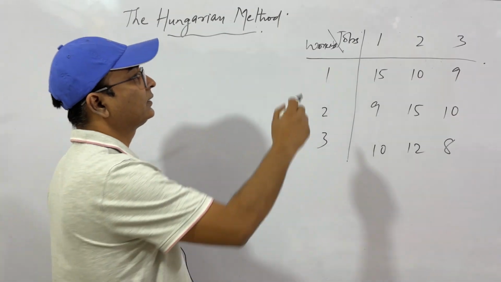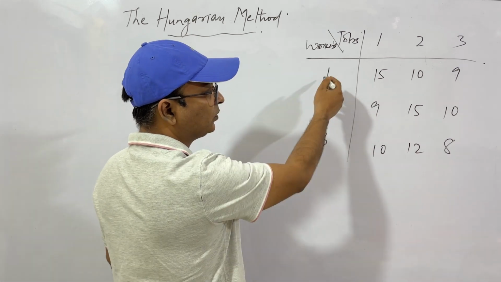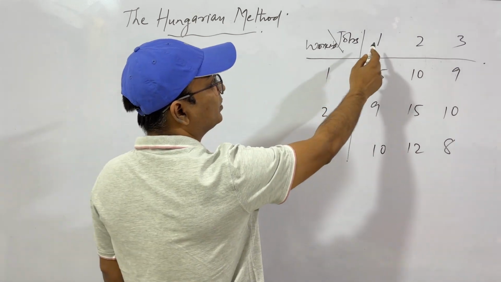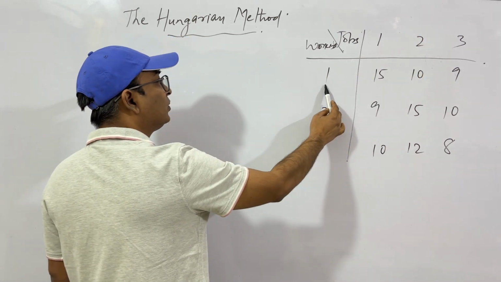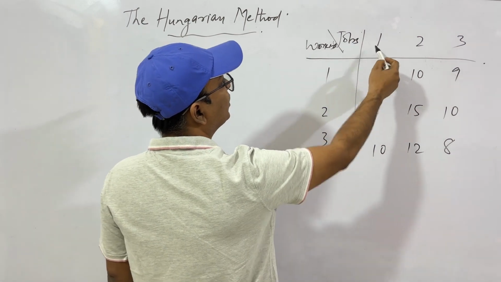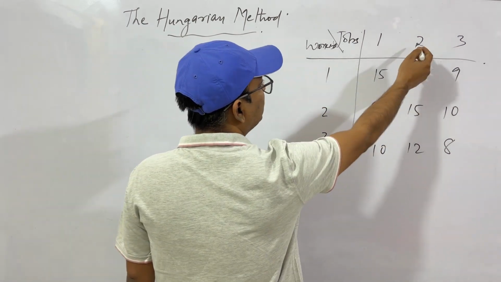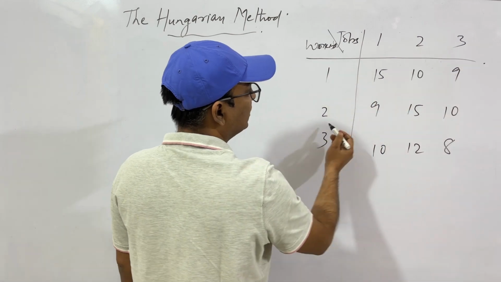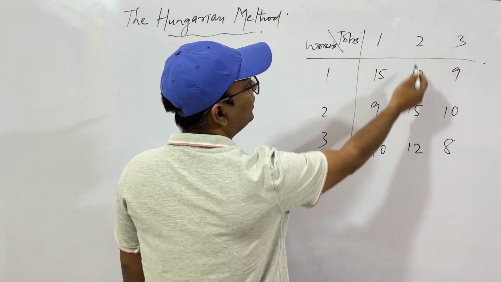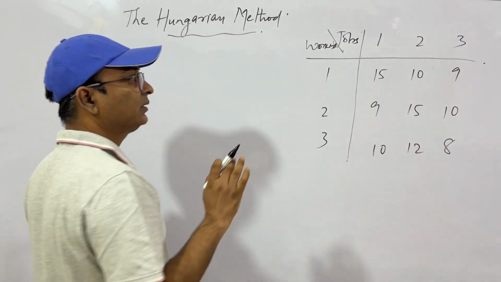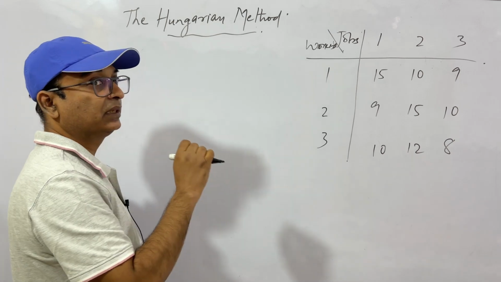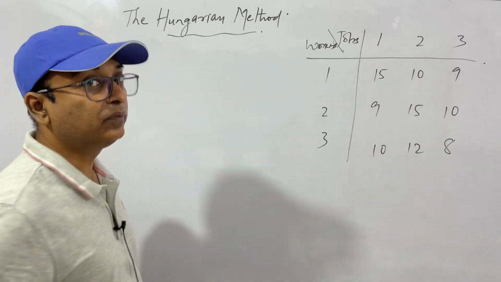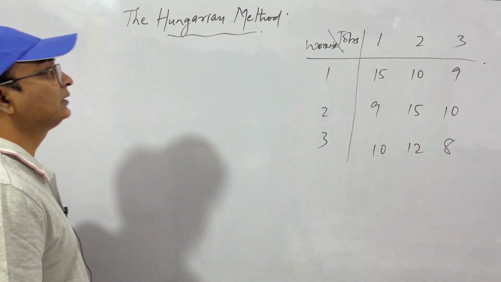See, this is the example. These are workers 1, 2, 3. These are jobs: job 1, job 2, job 3. Worker 1 charges rupees 15 for job 1. He charges rupees 10 for job 2. He charges rupees 9 for job 3. Similarly, worker 2 charges rupees 15 for job 2. So this is clear. We have to find the assignment: which worker should be assigned which job, so that our overall assignment cost is minimum.